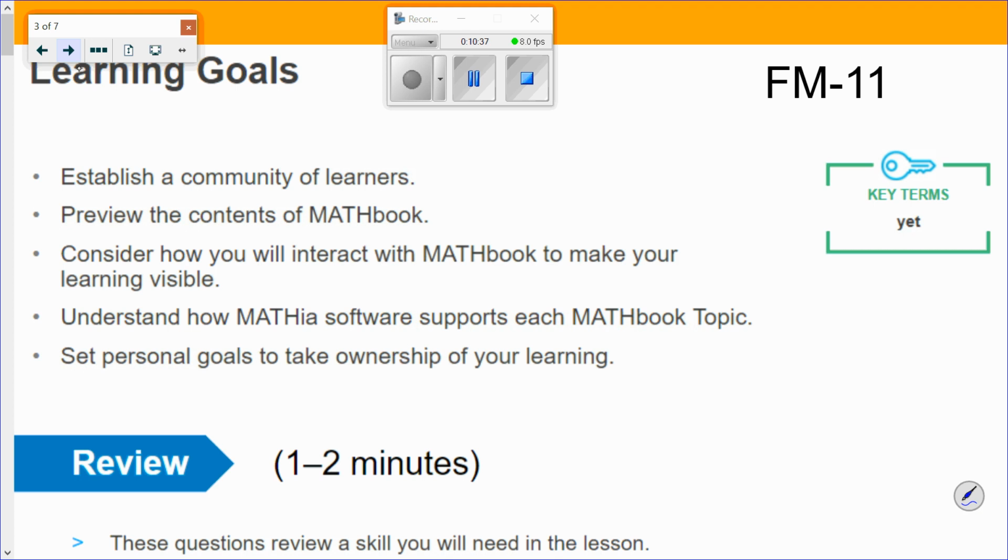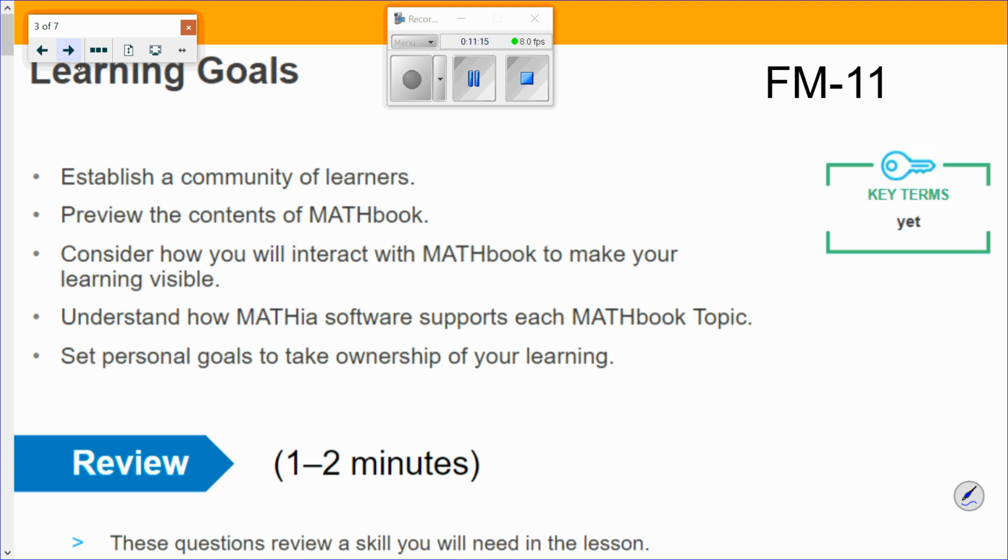This is actually a key concept we talked about as we were training for this new module and new curriculum, is the idea that we need you guys to make your learning visible. I should be able to look at your work and see, do you understand the concepts? And this book is laid out to try to help us get that. Understand how Mathia software supports each Math Book topic. We'll go through that towards the end of the lesson. And set personal goals to take ownership of your learning. I love that piece too, because it's not necessarily just what I want. I also need to know what you guys want to get out of this year.